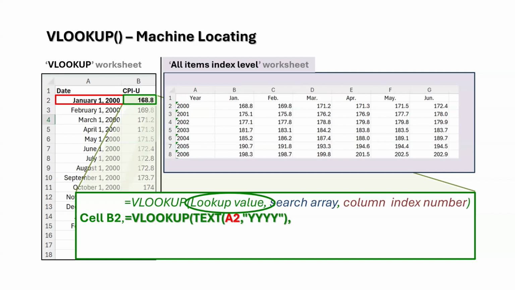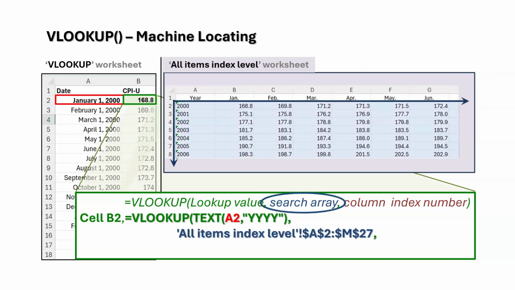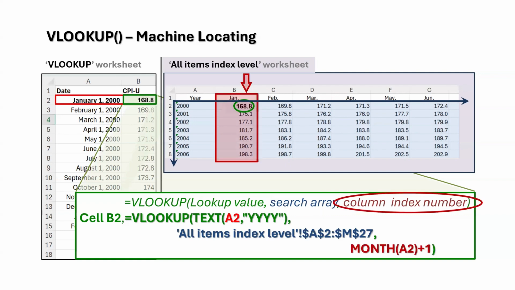That's what this TEXT function does for us: it gives us a text equivalent of the date. The four Y's indicate the four-character version of the year. So we're looking for the text version of the year from our date in column A. Then we tell it to look in this original sheet of CPI values. We start in column A with the years and go all the way to December, not including the first row, which is the headings for the months. And then we're going to use the date again, A2 in column A.